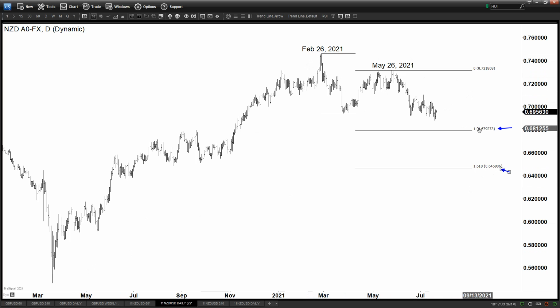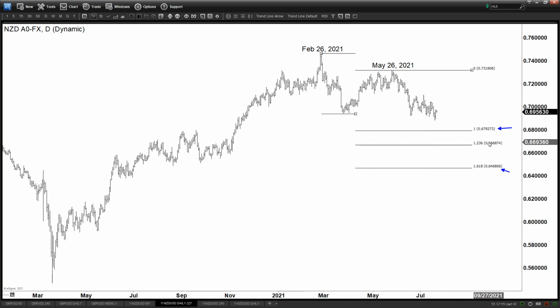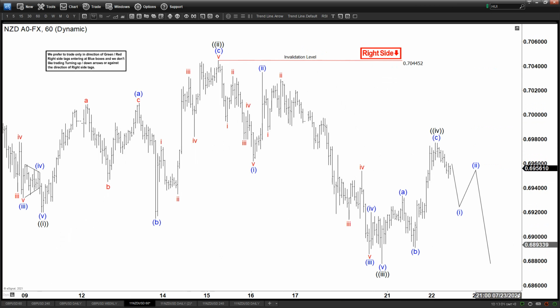Suppose this is an impulse, it will hit 161.8. But if you believe this is bullish, and this is only a correction, then a correction typically will end between 100% and 123.6, which is this one, 0.6670. We have not hit the 100%, which makes it likely that we might still see more downside, and that's why in the 1-hour chart we are favoring more downside.